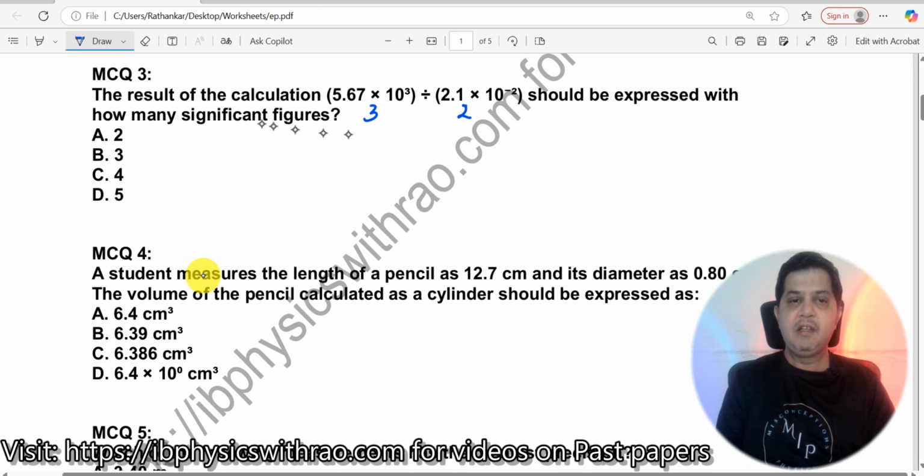So the final answer that you get, don't divide anything over here. You just find out what is 2 SF over here. The answer is 2 over here. Okay, next.